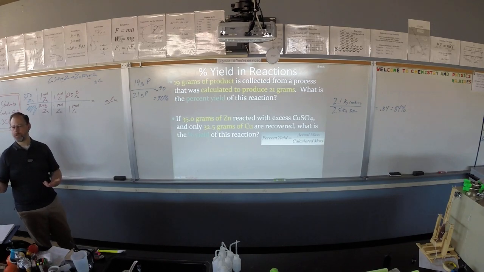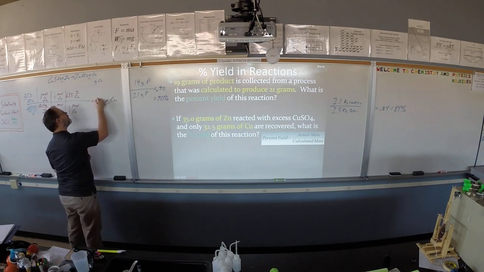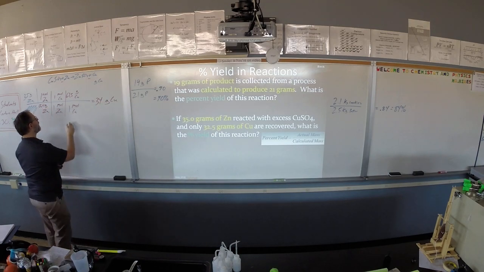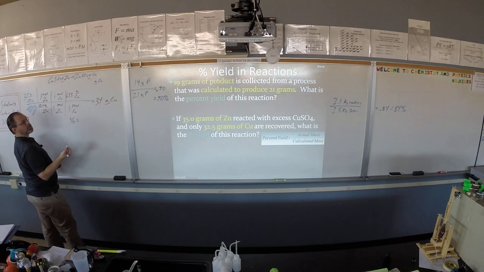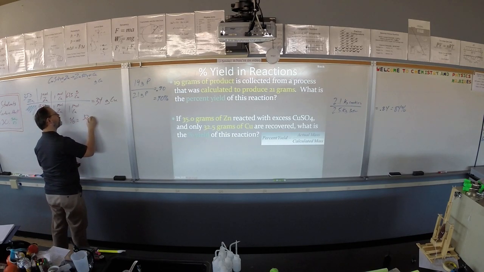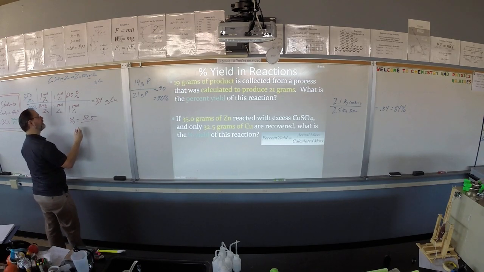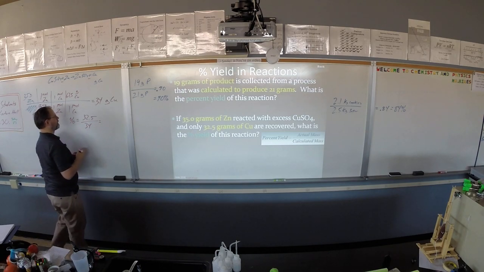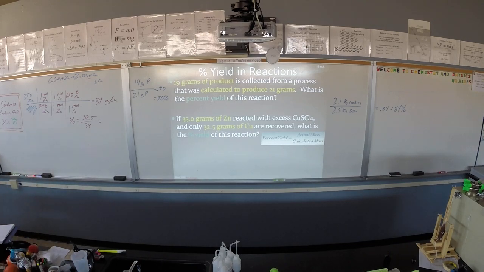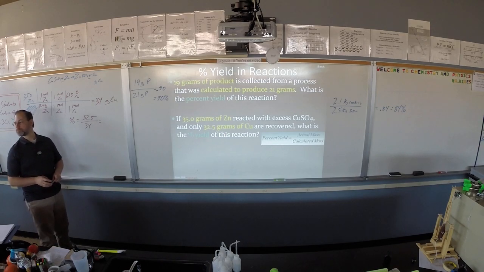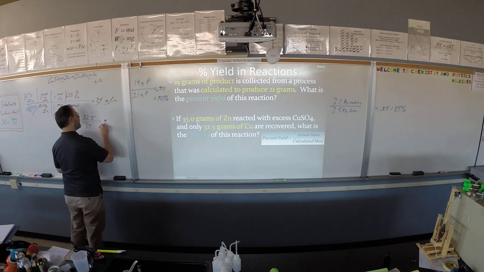Okay. Is that about right? Is that what you got, 34? Yeah. All right. So if everything was perfect, we would make 34 grams of copper. So our percent yield is going to be the actual amount that the exercise gave us, which is 32.5, divided by the calculated value of 34. What is this going to be? 96. All right. So this is going to be 0.96, which we're then going to convert to 96%.